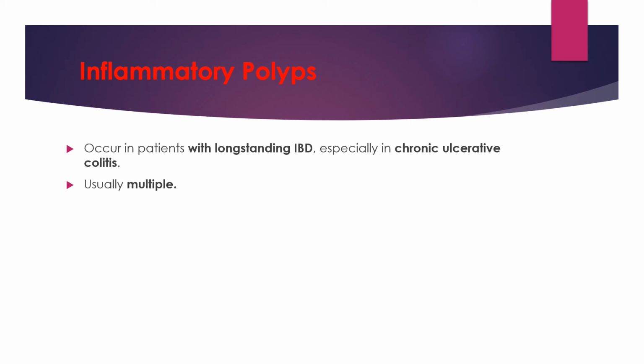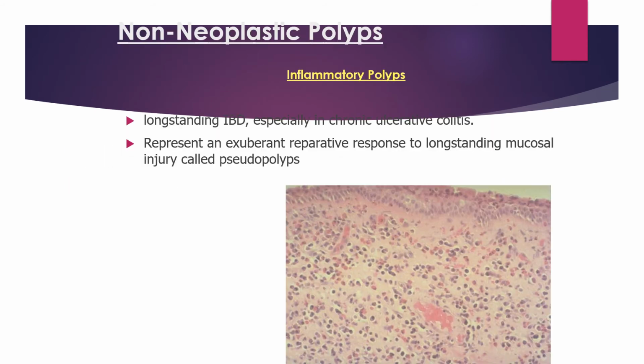Next type are inflammatory polyps, occurring in patients with long-standing inflammatory bowel disease, especially chronic ulcerative colitis, and they are usually multiple. They may also be part of the solitary rectal ulcer syndrome, an example of purely inflammatory lesions. Solitary rectal ulcer syndrome patients present with the clinical triad of rectal bleeding, mucus discharge, and an inflammatory lesion of the anterior rectal wall.